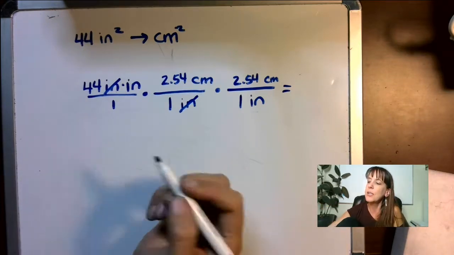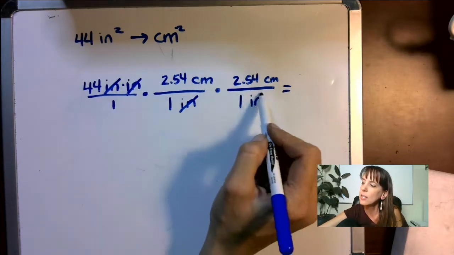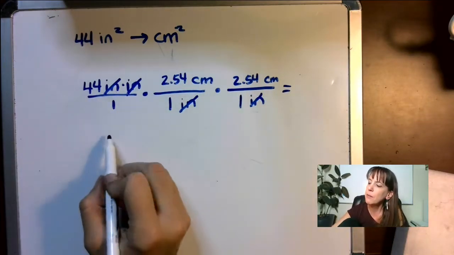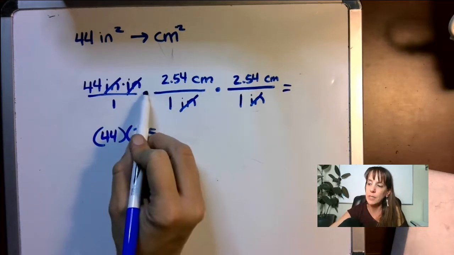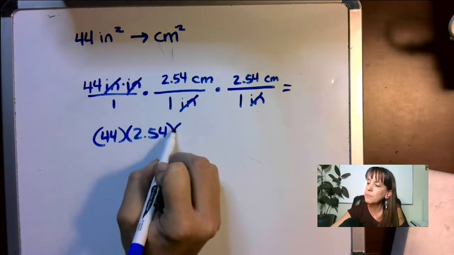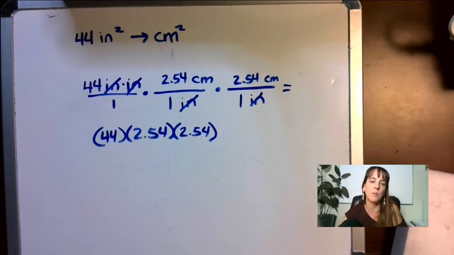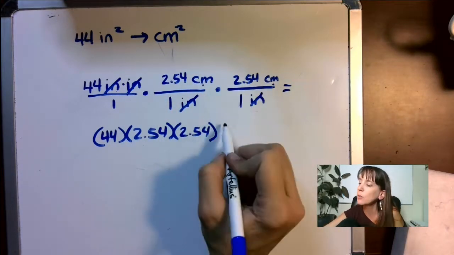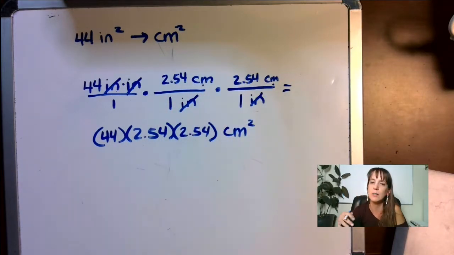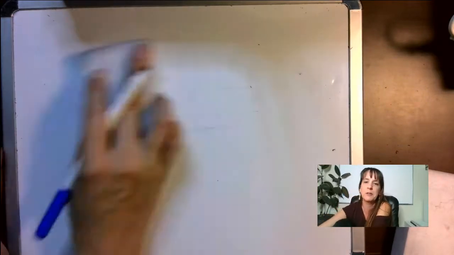So the next part we're gonna do is across the top, cancel this inch, okay? Across the top we have 44. We have 2.54 times 2.54 again, okay? On the bottom, we just have 1, so we're good. We don't have to do anything there. But on the top, we also have centimeters and centimeters. So our units are centimeters squared, because there's 2 of them, okay? Then do the math on that. You don't have to do that right now. I know you guys know how to use a calculator.